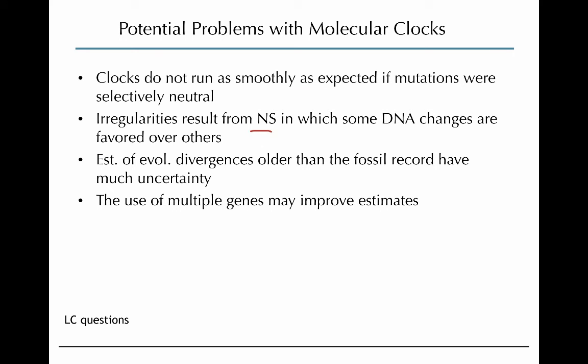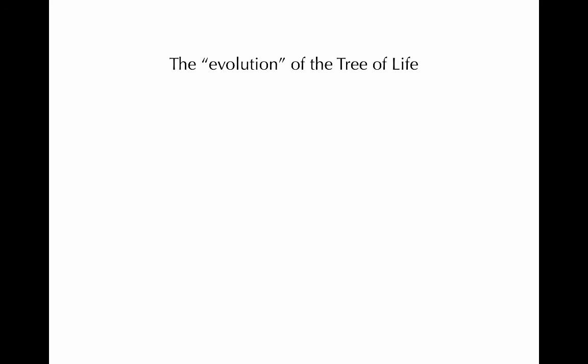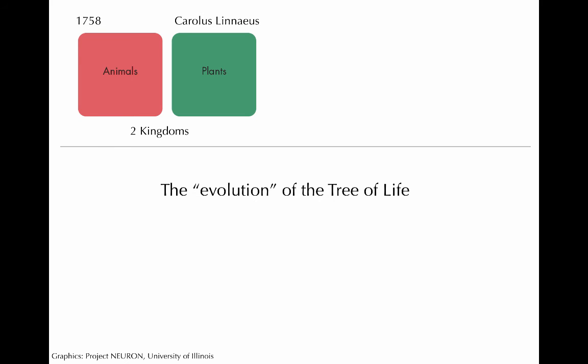Like I mentioned, natural selection can make clocks not run smoothly. So one of the things they use is sometimes multiple genes to try to help the estimates of a length of time. And all this information that we're getting with the DNA and molecular clocks and all that kind of thing is helping us to build a tree of life. And I just wanted to show you a little bit of what I'm calling the evolution of the tree of life and how it's sort of progressed through the years.